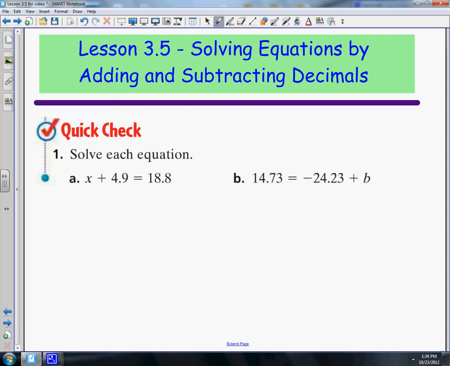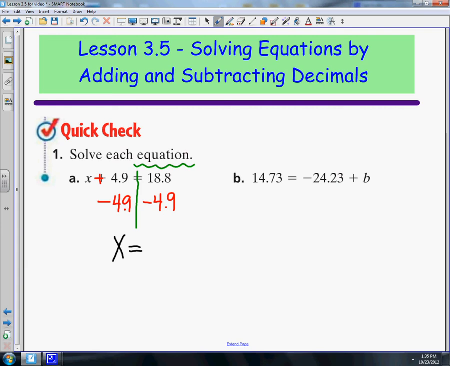So what you're going to do to solve this equation, and notice an equation has a variable plus a number, an equal sign, and then another number. So I'm going to draw a line down the equal sign, and I'm going to see, okay, this is x plus, notice the plus sign, that's very important, 4.9 equals 18.8. So I'm going to minus 4.9 from both sides. Minusing 4.9 gets rid of it on the left side, so then I just have x.